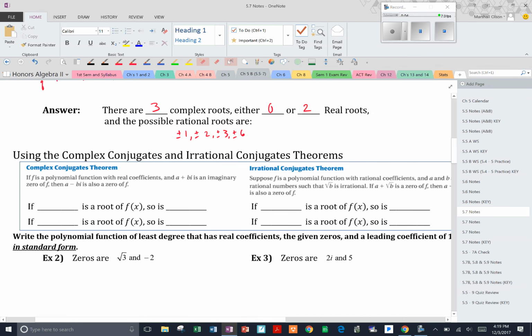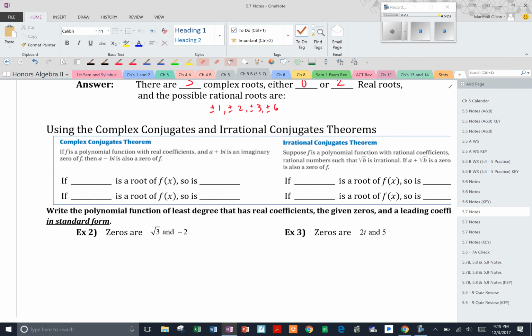The complex conjugates and irrational conjugates theorems we've used before. Basically, it's the idea of pairs, that both of these types of roots or zeros come in pairs. So let's start with the complex conjugates theorem. That deals with imaginary numbers. We know that if a plus bi is a root, so is a minus bi. And if you have just a pure imaginary number like bi, then negative bi. So it's the opposite of the imaginary part. You know that they are roots together.